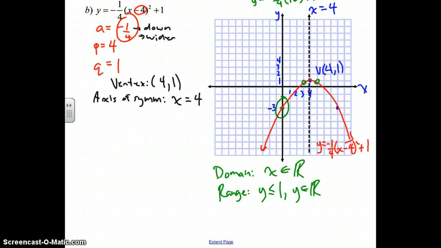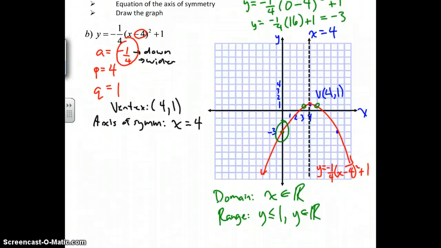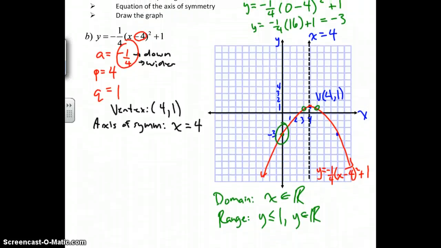That is the overall question here. We've answered everything we needed to. We stated our vertex, our axis of symmetry. We stated our domain and range. We sketched the graph. We've got it all.